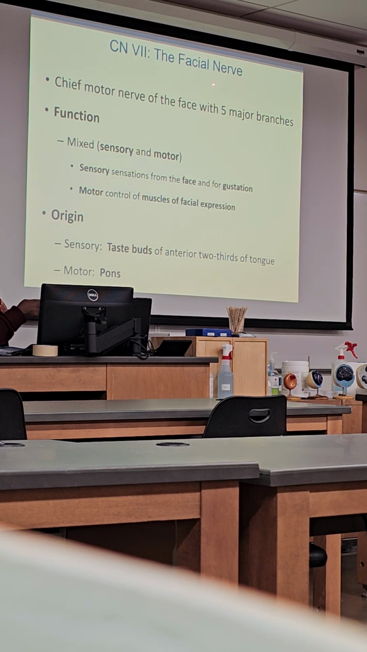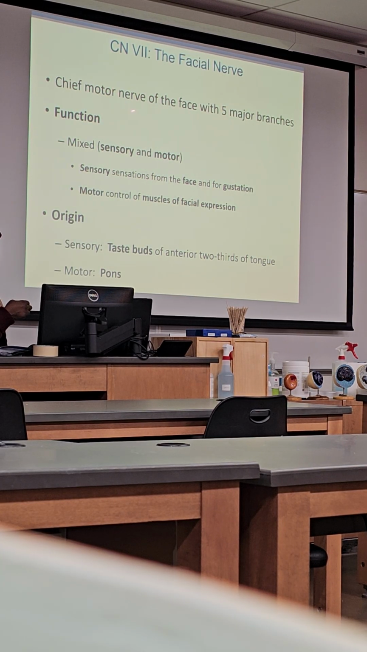Cranial nerve 7, the facial nerve. It's mixed sensory and motor, and its motor part has different branches. So we're bringing in sensation from the face, and taste, gustation. Okay, so feeling at the face as well as taste. And then we're sending out motor commands to the muscles of facial expression.